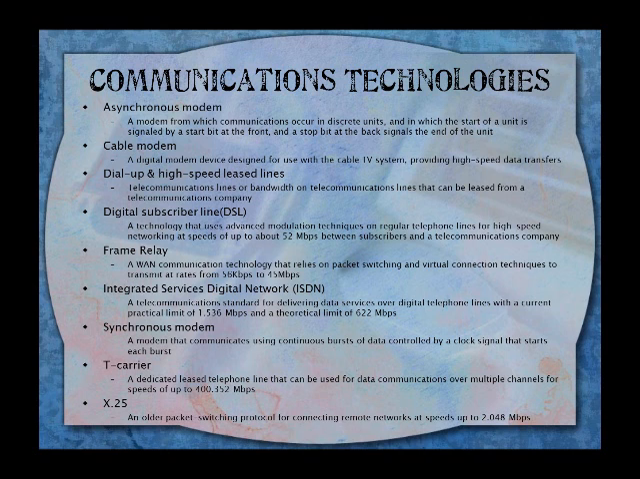622 megabytes per second. A synchronous modem communicates in continuous bursts of data that are controlled by a clock signal that starts each burst. A T-carrier, a dedicated leased telephone line, is used for data communications over multiple channels for speeds up to 400 352 megabytes per second. And X.25 is an older packet switching protocol for connecting remote networks. It gets speeds up to 2.048 megabytes per second.